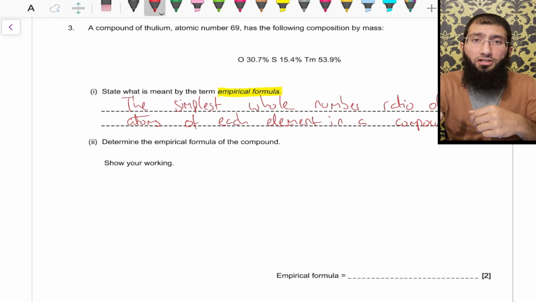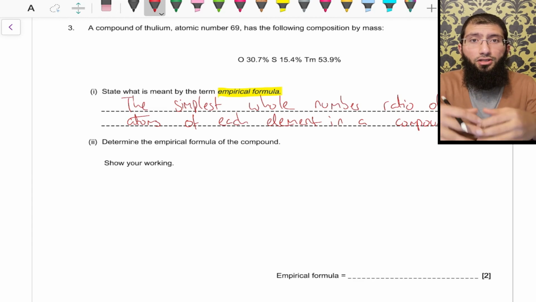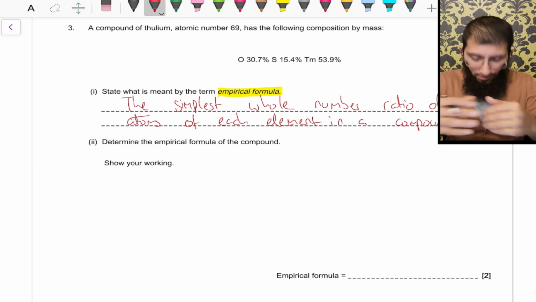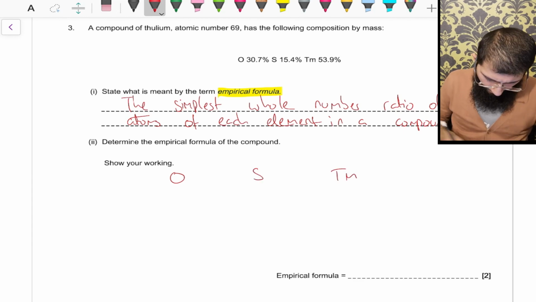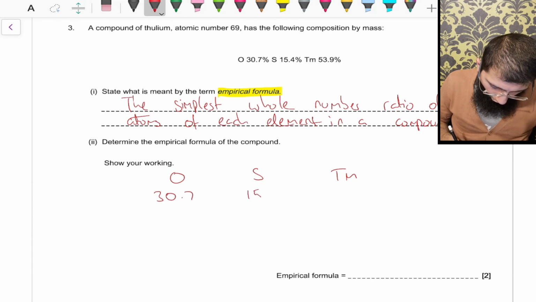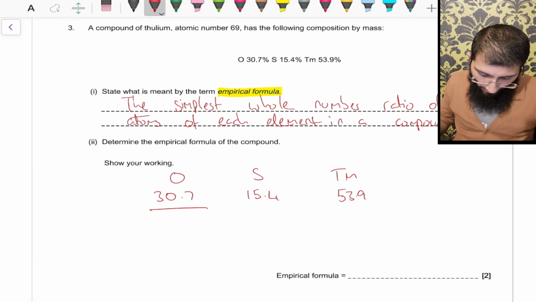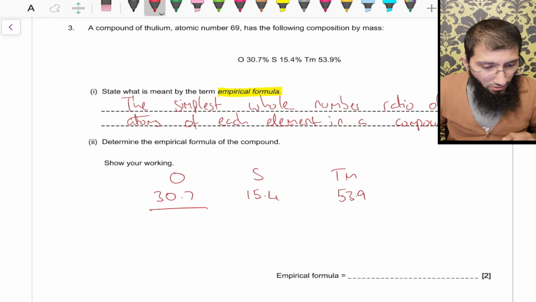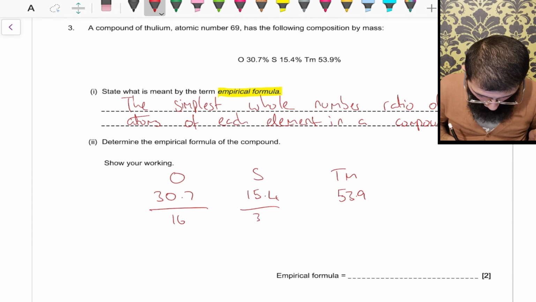Well, if we assume that we've got 100 grams of our sample, it turns out that our percentages end up as our mass. So I'm simply going to show my working out as such, show the elements, show the masses, seeing as we're assuming that we've got 100 grams of our sample. We're going to divide it by the relative atomic mass. So the relative atomic mass of oxygen is 16, sulfur is 32.1.